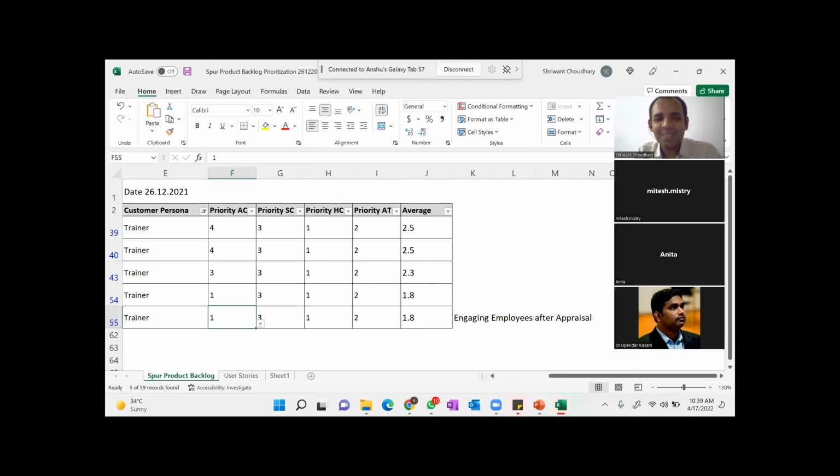So that is the difference. That is the only difference when you come to traditional versus agile. In agile, people are more collaborative. Collaborative in a sense means it is a norm for them to come for a prioritization meeting.